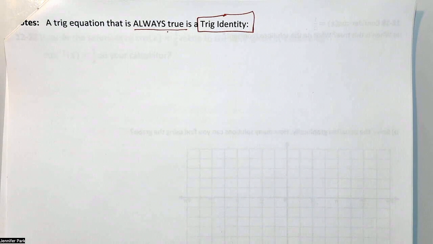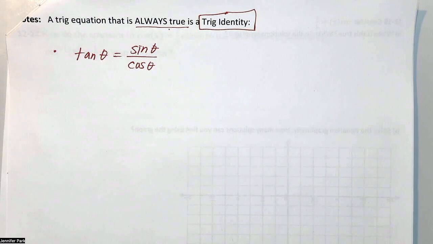So let's look at some examples of trig identities that we have actually learned already. First one: tangent is the sine function divided by the cosine function. That is always true, so we say that this is actually a trig identity. It's a trigonometric identity because this is always true.